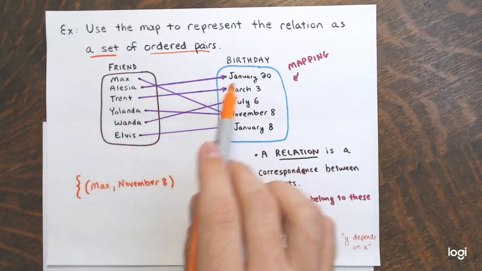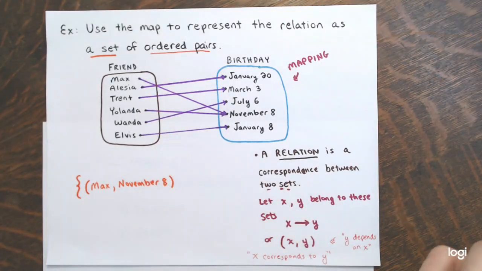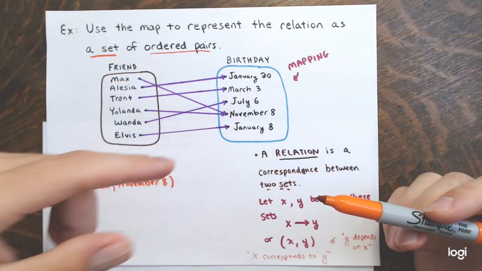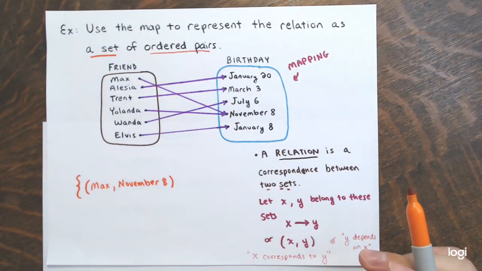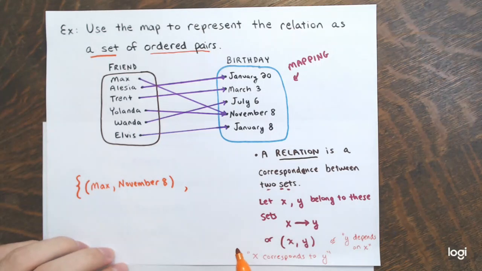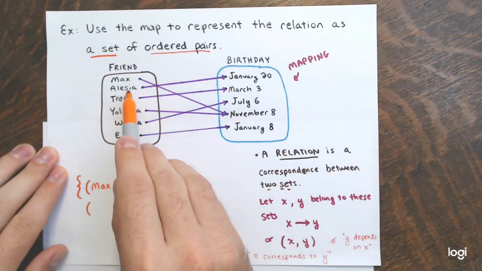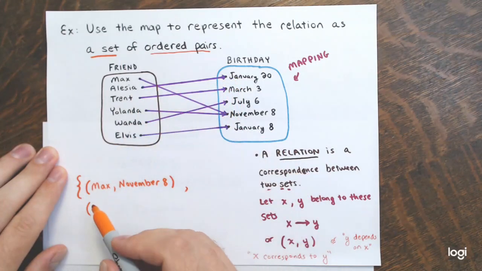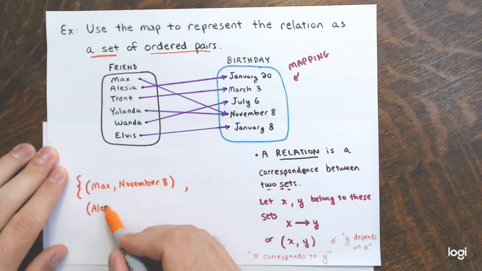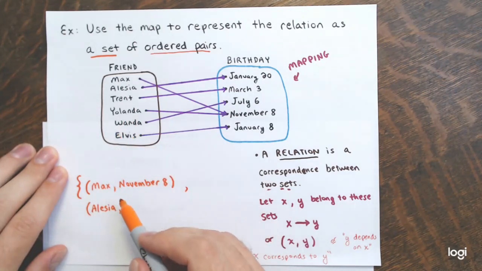So don't just make any ordered pair you want. The ordered pairs have to mean something. They have to actually demonstrate a relationship between values in these sets. Okay, so there's one ordered pair. Another ordered pair in this set, I have Alicia, who again corresponds to January 20th. So Alicia, from the first set, comma, January 20th from the second set.